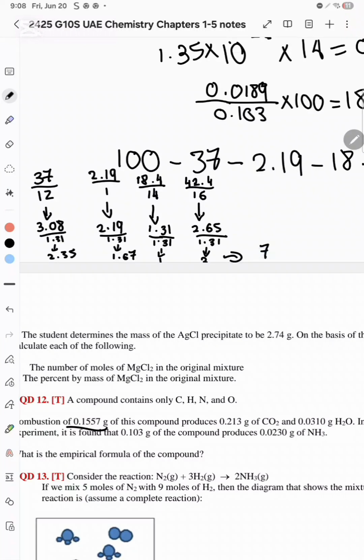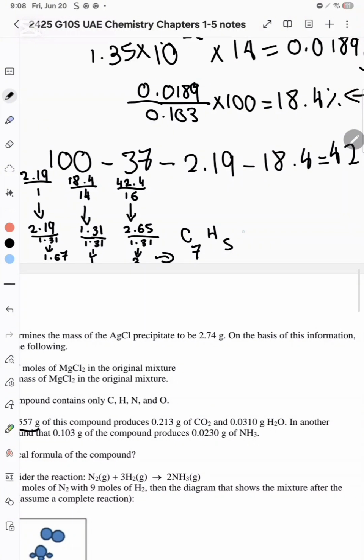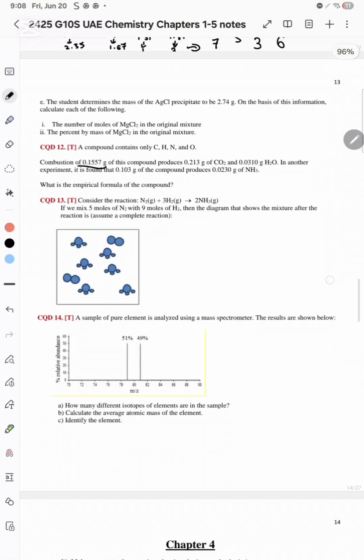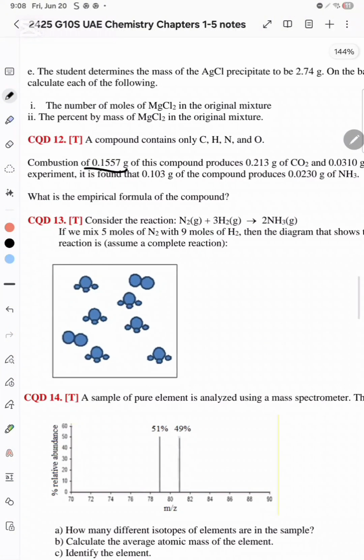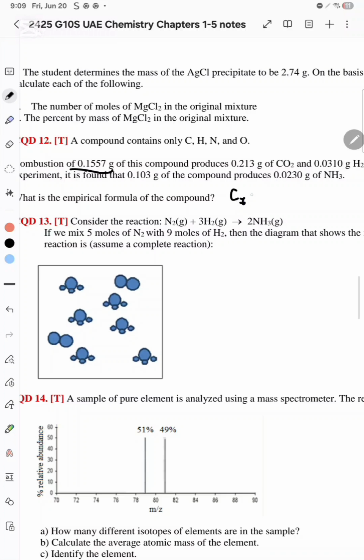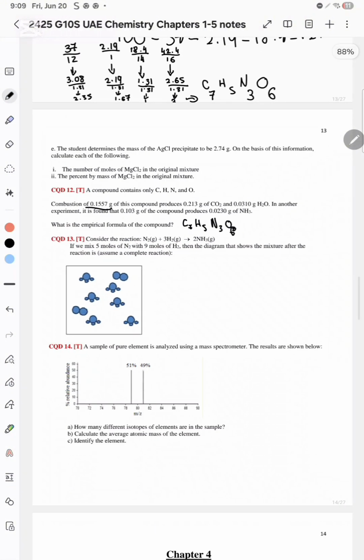So the first one is going to be 7 for C. The H is going to be 5. When you multiply this by 3, it's going to be N3 and O6. So our compound is going to be C7H5N3O6, and that's the answer to 12. This is probably the longest question in this entire chapter.